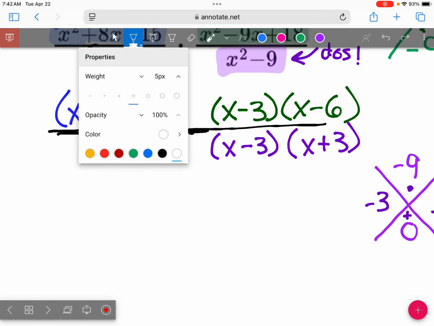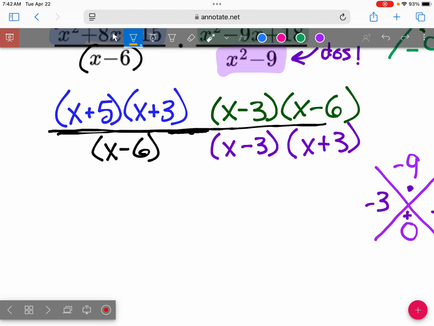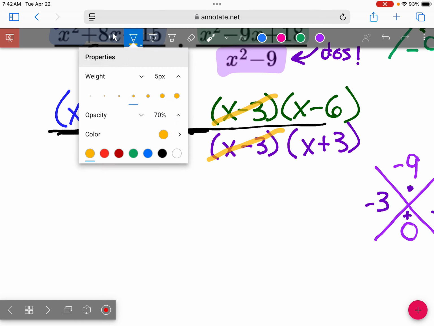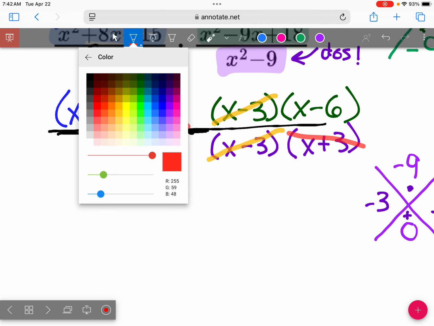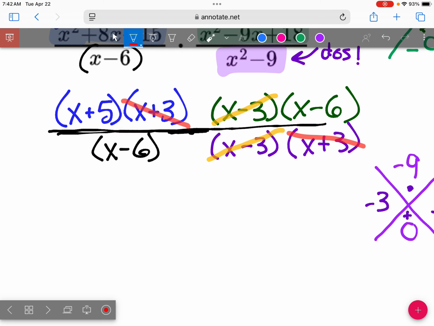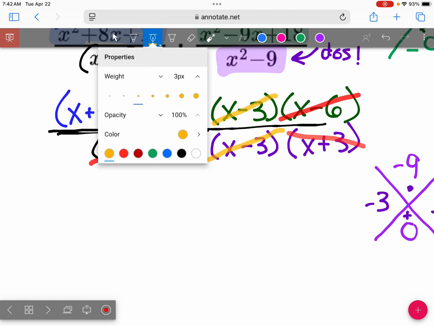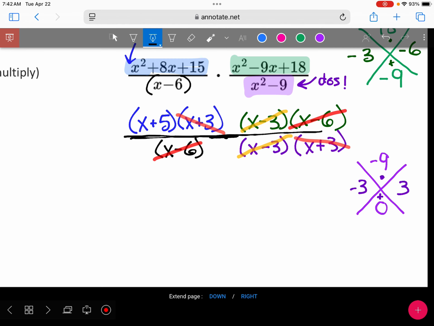Do we have anything that matches top and bottom, numerator, denominator? Negative x minus 3 and x minus 3. I've got x minus 3 and x minus 3. There are multiple on this. There are more than one. What else can cancel out? The x plus 3 and the x plus 3. Anything else? X minus 6. The x minus 6 and the x minus 6. Which means this whole thing simplifies down to be just x plus 5.